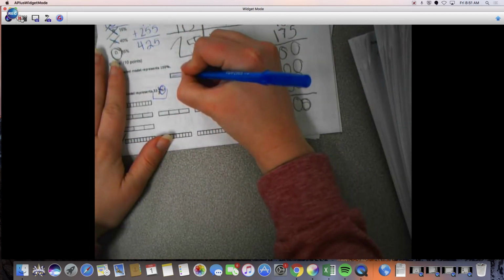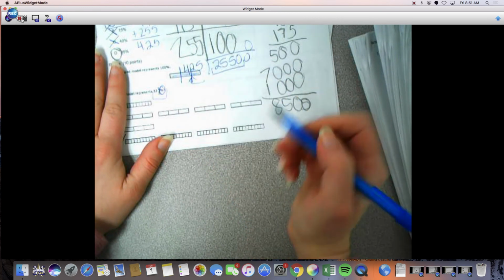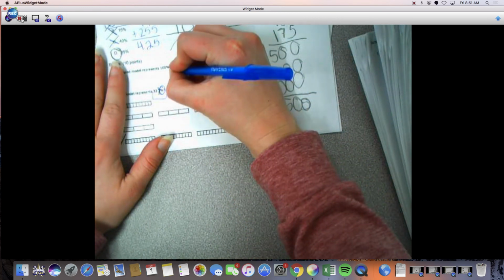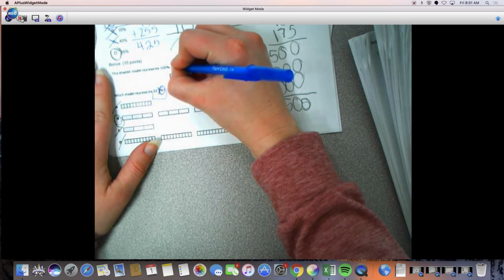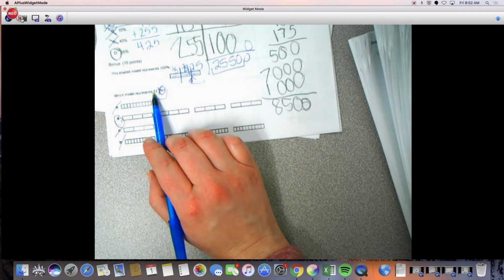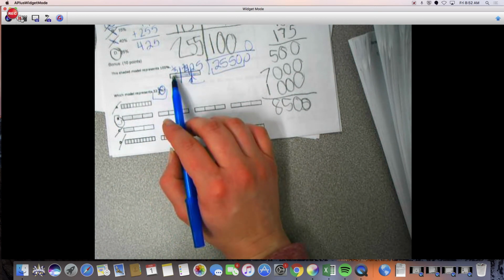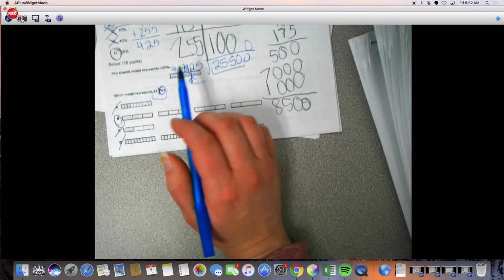1/3. So shouldn't I split this into thirds? Yes. 1/3, 2/3, 3/3. So if we stopped here, this would be about 1/3. This would be 2/3. Which one's going to be equivalent to 0.33? 1/3, 2/3, or 1/2?